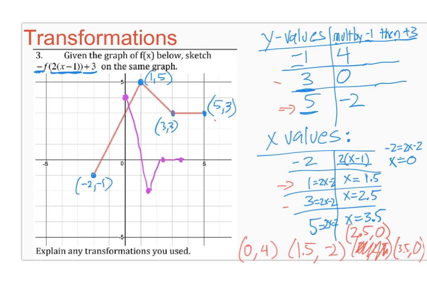There's my new graph. What I would like you to notice is that this thing has been flipped vertically. It's been moved up 3, although that one's kind of hard to see. It's been squished horizontally by a factor of 2. That's what's going on here. And then it's moved to the right 1. But again, with the squish, that's hard to see.